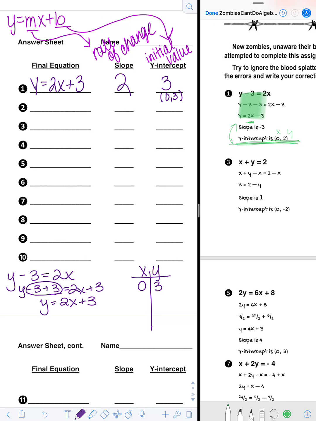And then you will ask the guest teacher for the riddle worksheet that's going to be your homework. So try to get as much as you can done in class to practice and prepare yourself for writing in slope-intercept form and identifying the slope and the y-intercept.